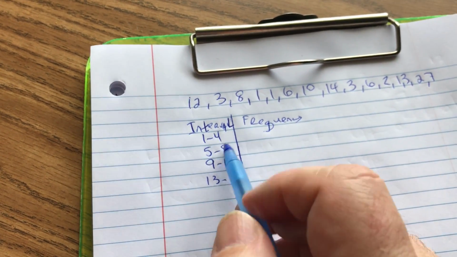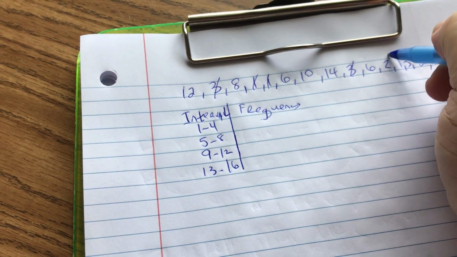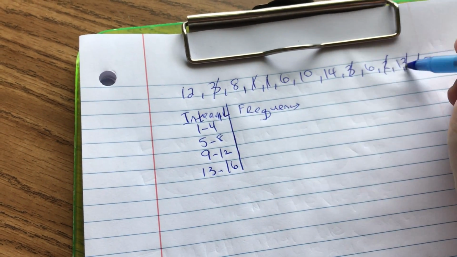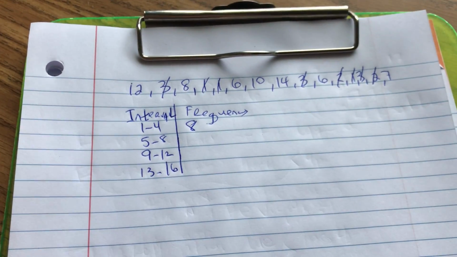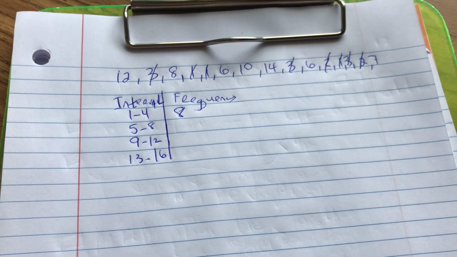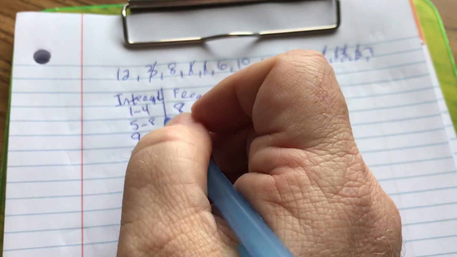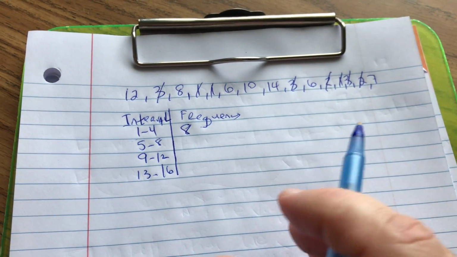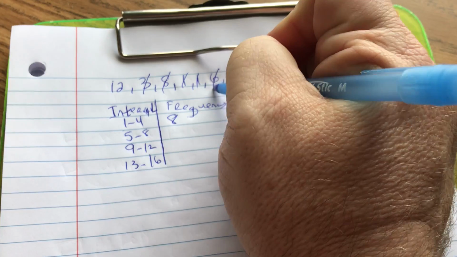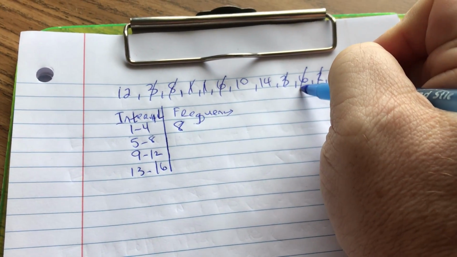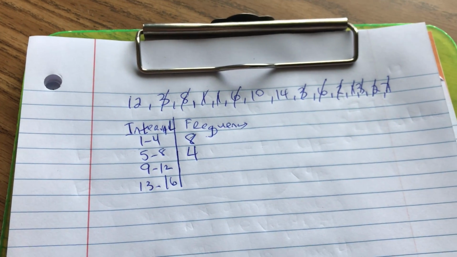Now, from 1 to 4, we have 1, 2, 3, 4, 5, 6, 7, 8. 8 numbers that fit in that. So those 8 numbers are in that frequency, or in that amount. That's how many. From 1 to 4 birds, there were 8 mornings I saw that many. From 5 to 8, we have 1, 2, 3, 4. We have 4 numbers that fit that interval.